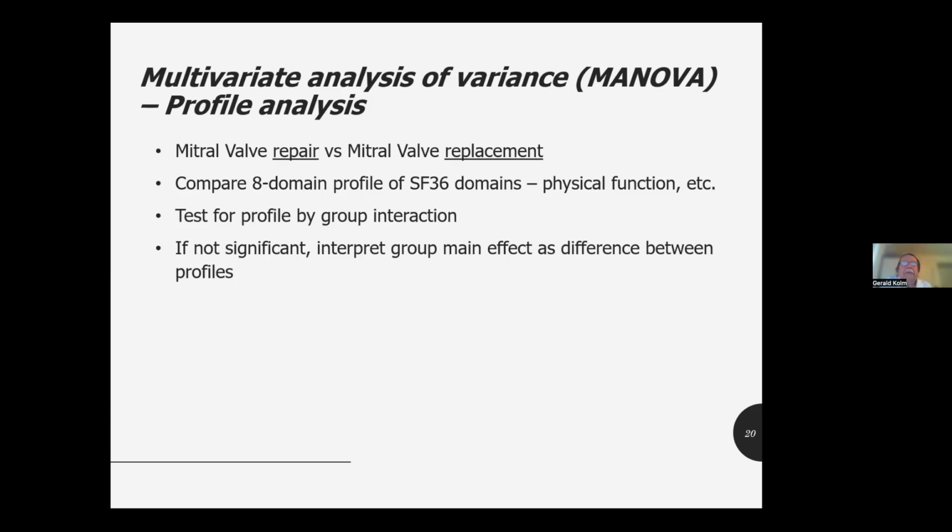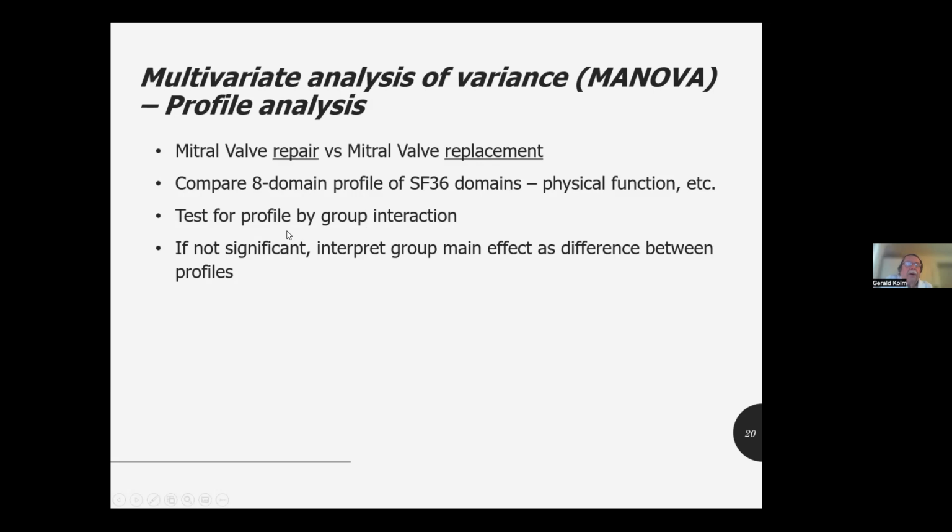And so we did a study some years ago looking at health quality of life using the SF36 domains, which have 8 different domains like physical function and so on. And so this is multivariate because we have 8 different outcome variables rather than just one outcome variable. And so what we're going to do is what's called profile analysis. We want to test the profiles of the 8 domains from the SF36 by our 2 independent groups here, repair and replacement.